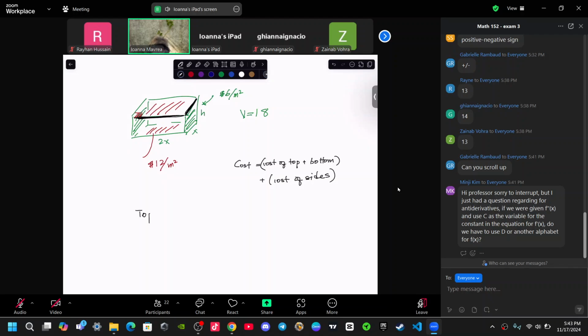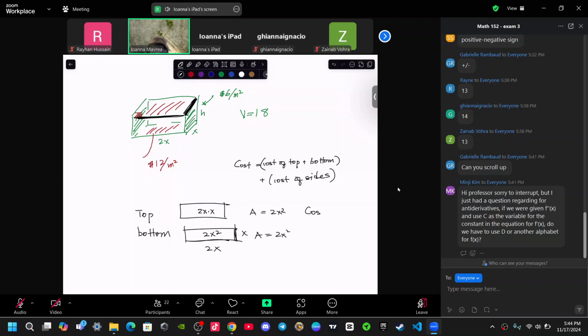So the top and the bottom, for that matter, they look the same, right? 2x by x, right? This is x here. So have area 2x times x, not plus x. So it's 2x times x, which is the same as 2x squared, each one of them. So area is 2x squared. Area here is 2x squared.